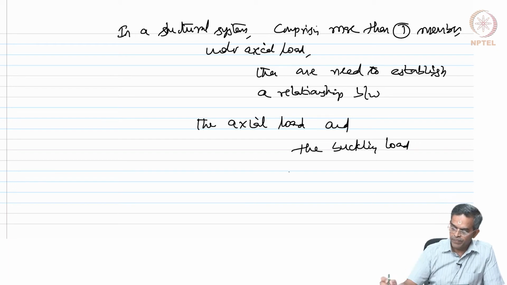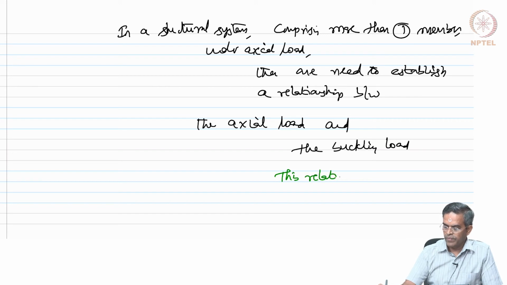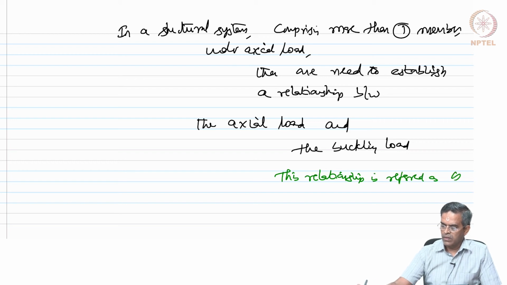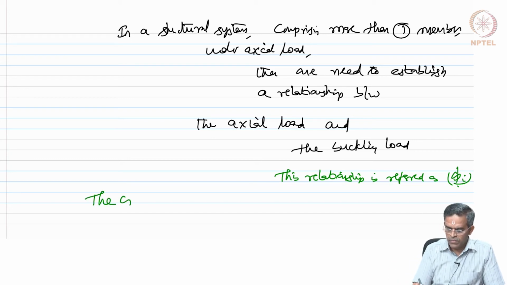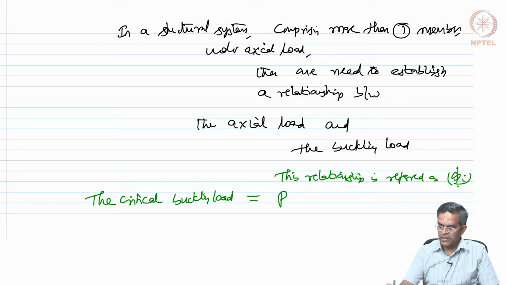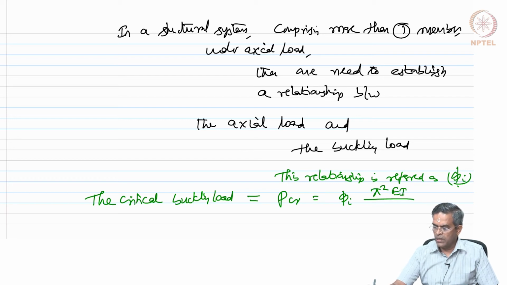This relationship is referred to as phi I, which we have used in the derivation. Okay. Therefore, the critical buckling load can be given by the relationship PCR is phi I of pi square EI by L square.